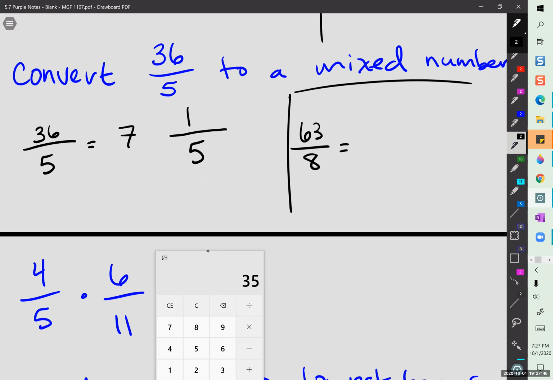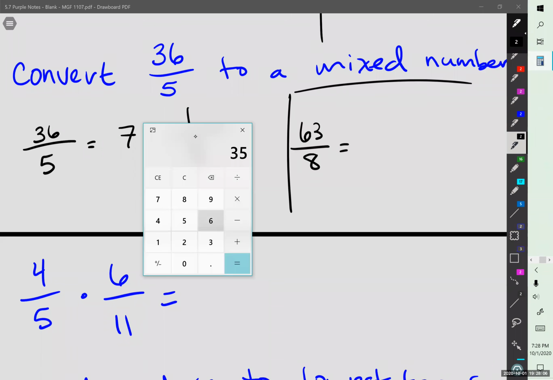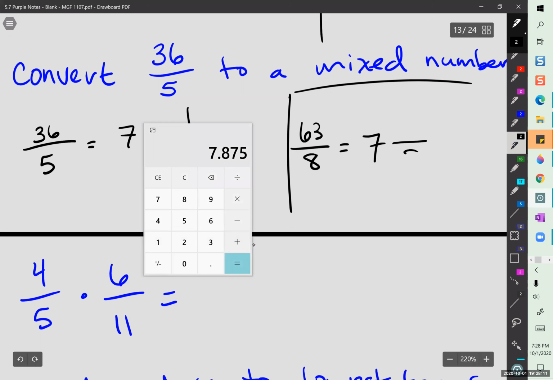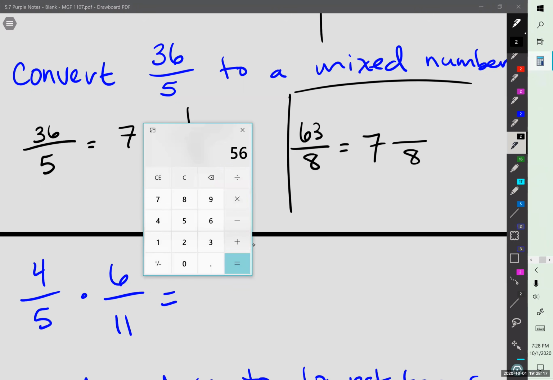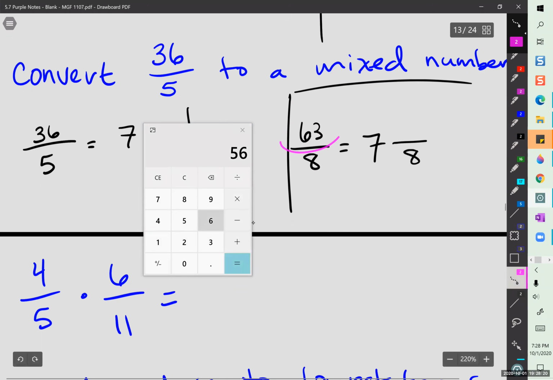Perfect, Kimberly. Excellent, Tiffany. Excellent, Athos. So on this one, we would take our 63, divide it by 8. That tells us it goes in 7 times perfectly. We know the denominator of the fraction is 8, so 7 times 8 would get us to 56, but we wanted to get to 63. 63 minus 56 is 7. So it's equivalent to 7 and 7/8.